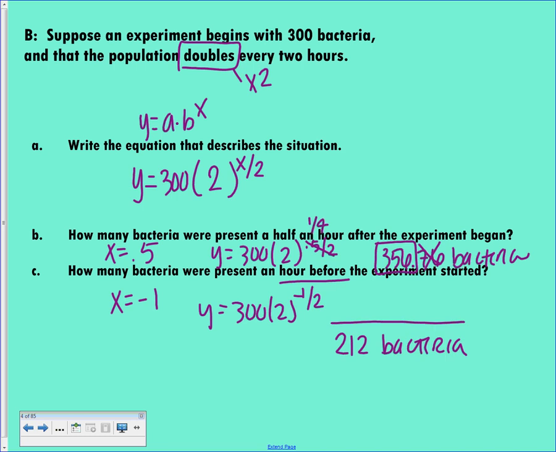Okay, the really nice thing about exponential growth and exponential decay is you can tell if you're doing things right. Okay, if I had 300, I should have a number less than that if I'm starting before the experiment. I should have a number more than that after, okay, because it's growing. So use those to kind of gauge if you're doing things right.